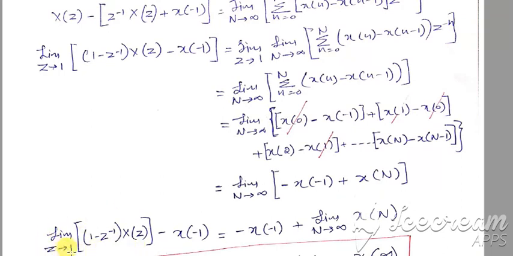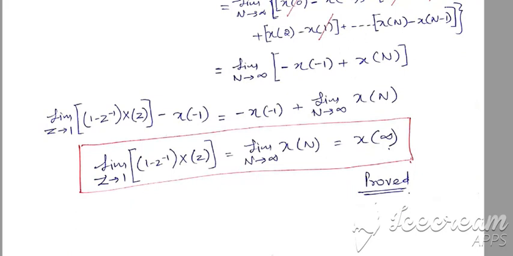So here, limit z tends to 1 of (1 minus z inverse) X(z) minus x[minus 1] is equal to, we apply limit n tends to infinity; there is no n in x[minus 1], so it comes out of this bracket, and limit n tends to infinity x[n]. So this x[minus 1] will cancel out on both sides. So this is the final value theorem: limit z tends to 1 of (1 minus z inverse) X(z) is equal to limit n tends to infinity x[n], or we can write it like this, x[infinity]. Hence proved.